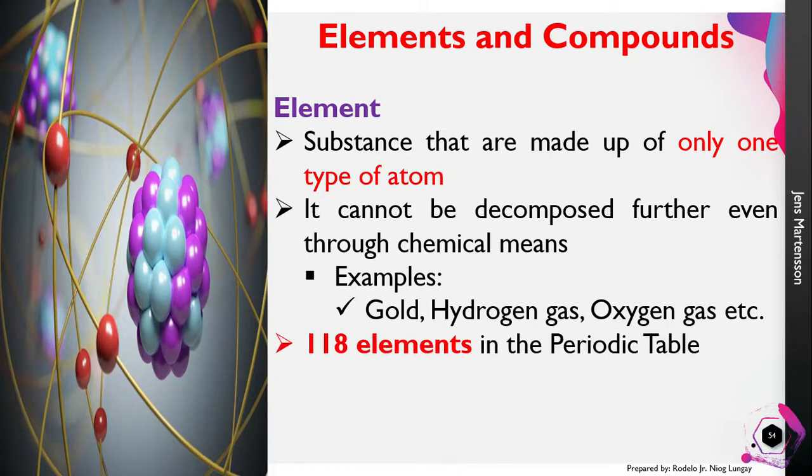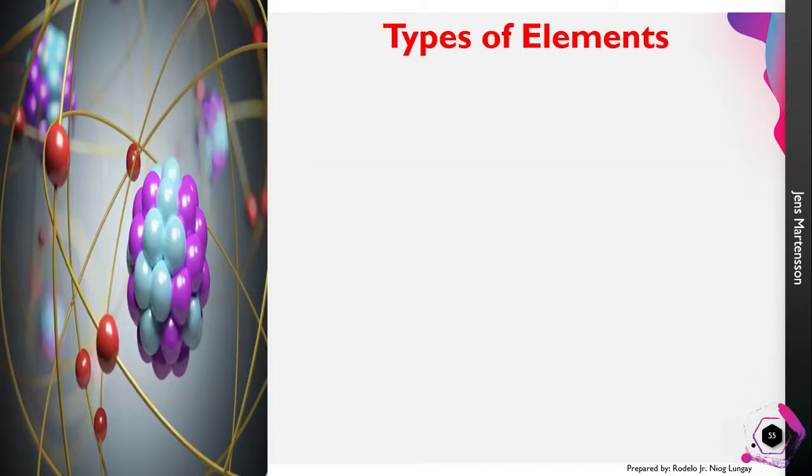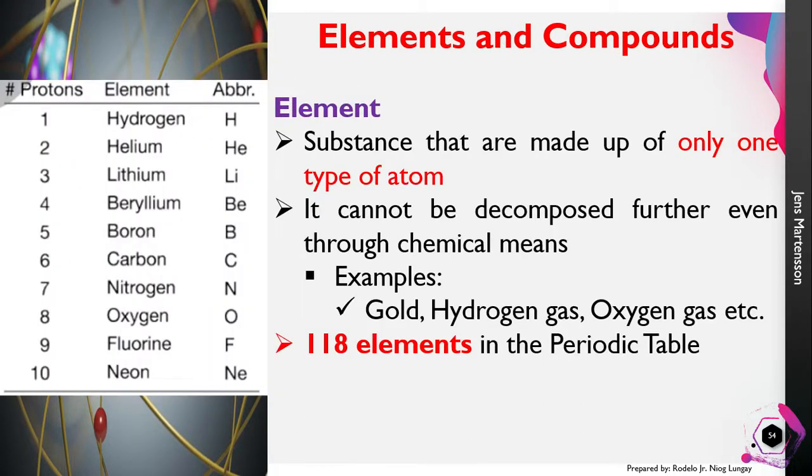Currently, as far as I know, there are still 119, but I don't know the name of the 119th. Most periodic tables of elements have 118 elements. So we have here the first 10 elements in the periodic table.